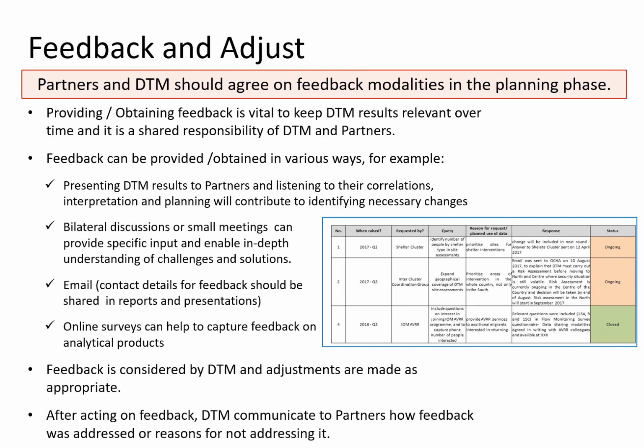Feedback is considered then by the DTM team, and adjustments are made as appropriate. DTM may not make all the adjustments suggested by the partners, and that is fine as long as feedback on why those changes were not made or the changes that were made is provided by DTM to the partners, so that the partner understands the reasons behind actions and actions not taken.